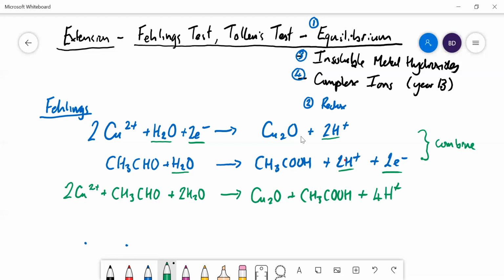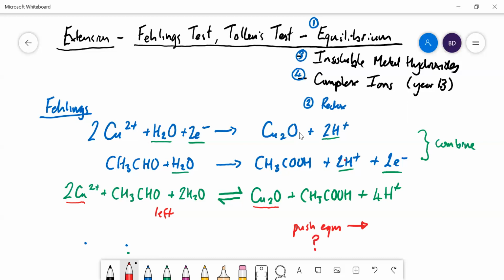Now, this is actually an equilibrium reaction, and it lies over to the left, and it doesn't really work. Because it's so far over to the left, it all just stays as copper 2+, and it won't convert to copper 1 oxide. It doesn't work. So what can we do to push this equilibrium to the right? What can we do?